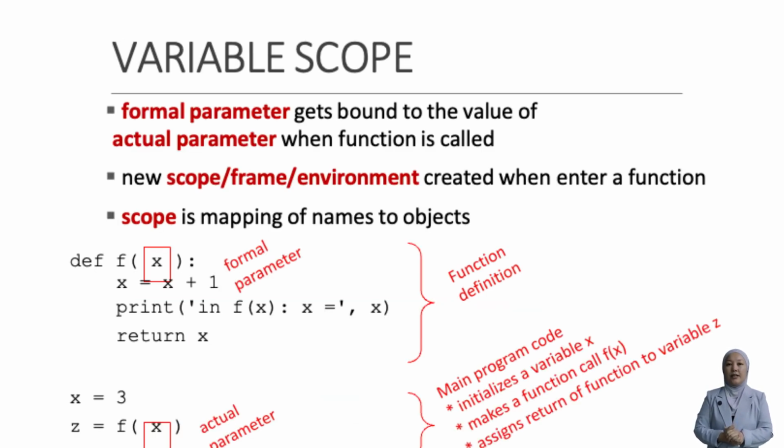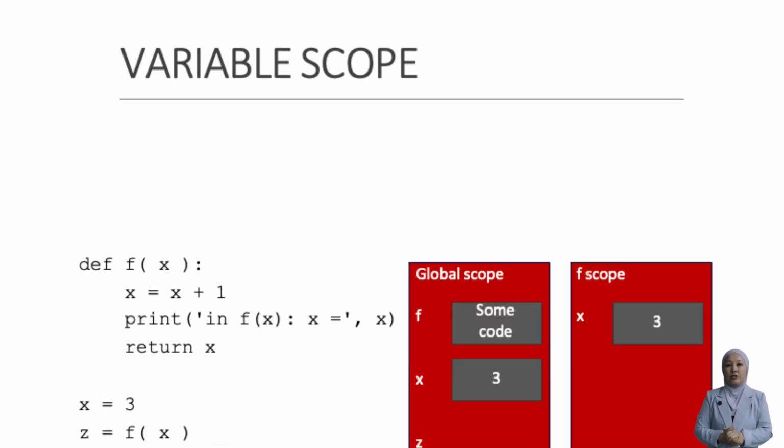This leads to a vital concept, scope. Scope is the mapping of variable names to objects within a certain region of code. When you call a function, a new temporary scope, or frame, is created. The formal parameter, like x in def f(x), gets bound to the value of the actual parameter, like 3 in f(3). Inside the function, x refers to this new binding.